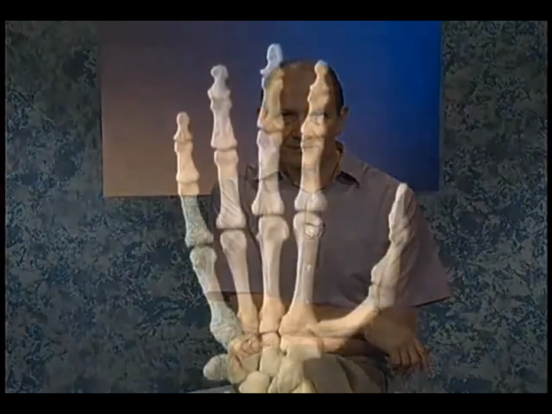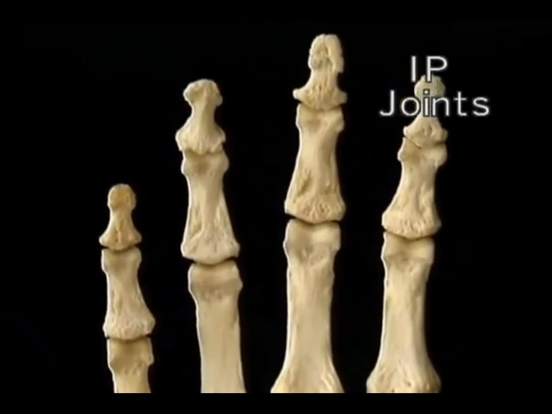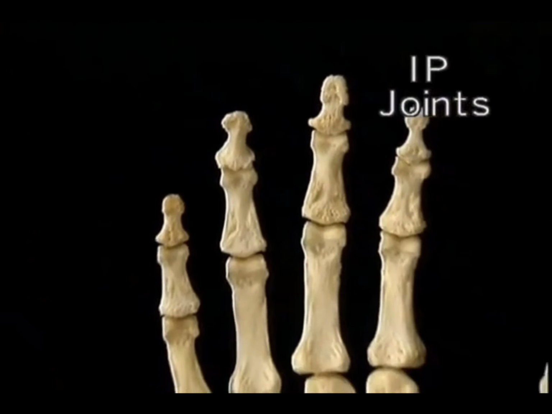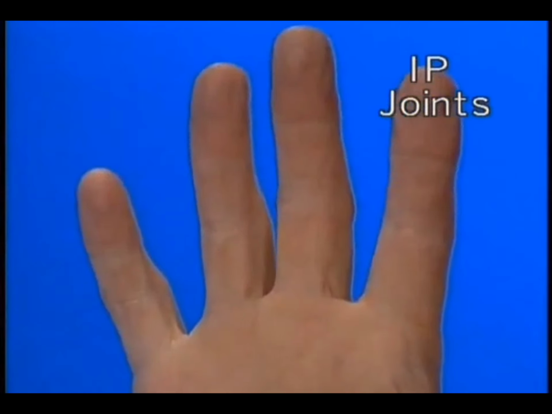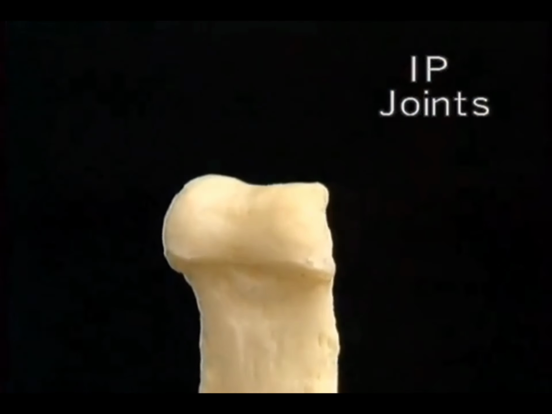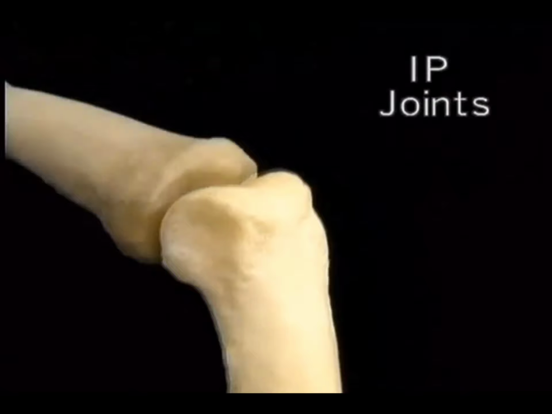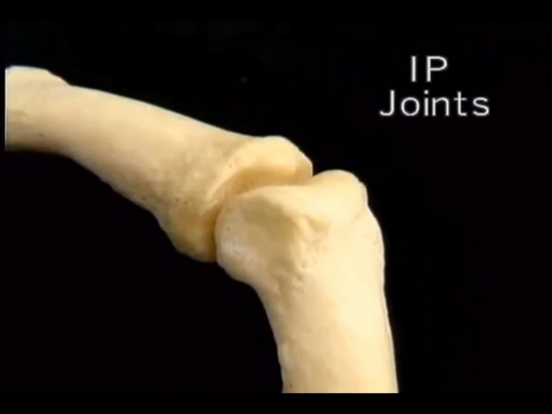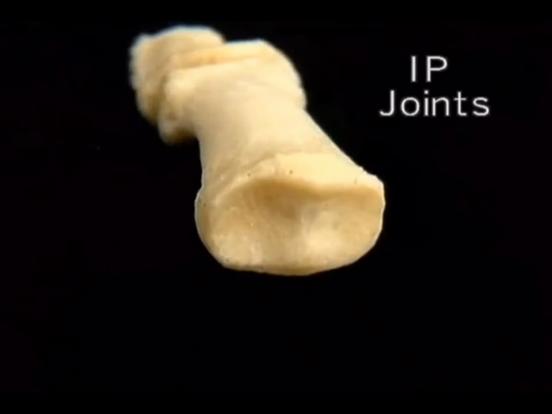Now let's move on to the interphalangeal joints. The proximal and distal IP joints are very much alike. They're different from the MP joints in that they only allow flexion and extension. The head of the phalanx is curved mainly from front to back, with a slight depression in the middle. The base of the adjoining phalanx has a corresponding curve to it.